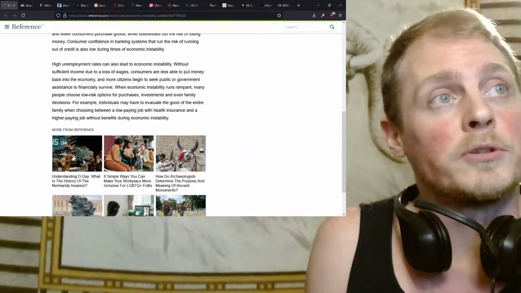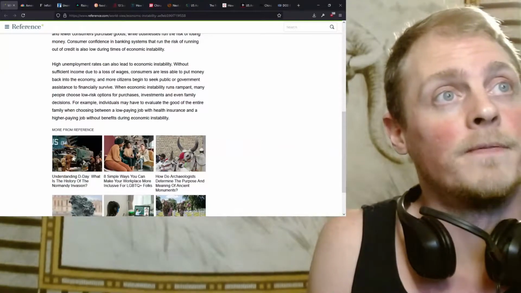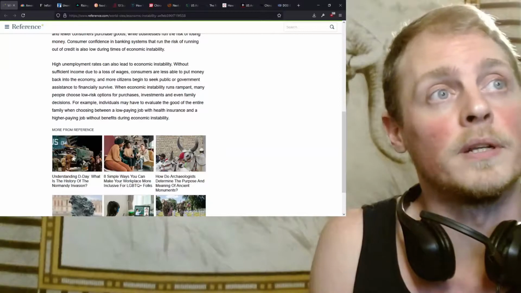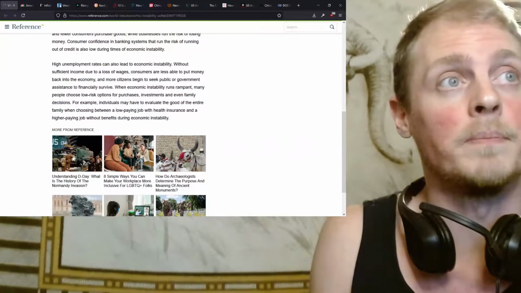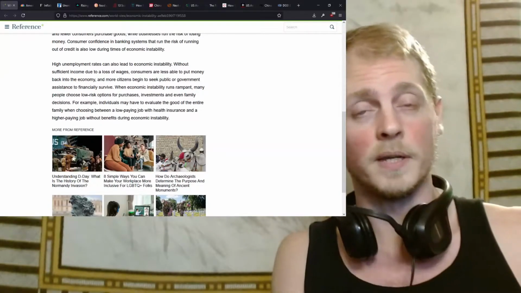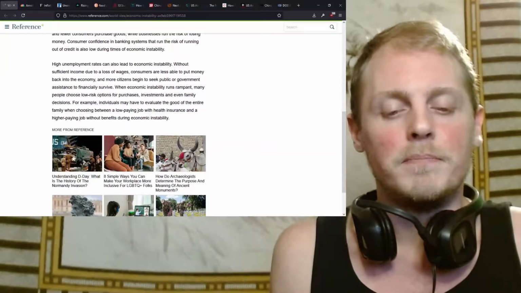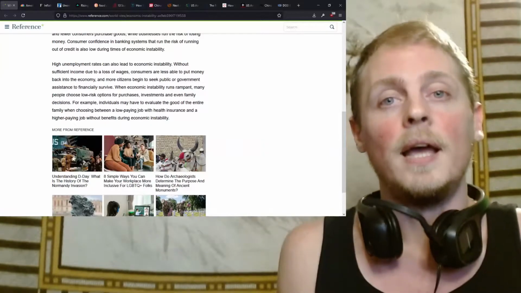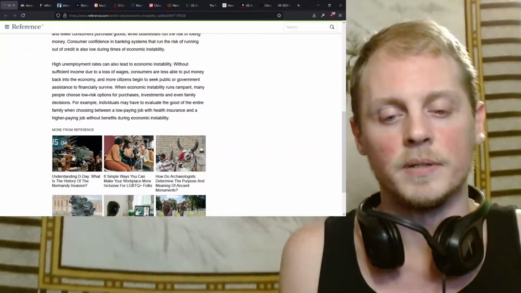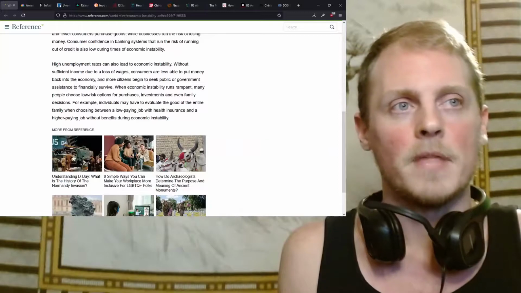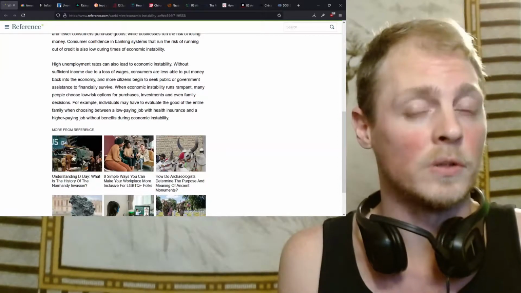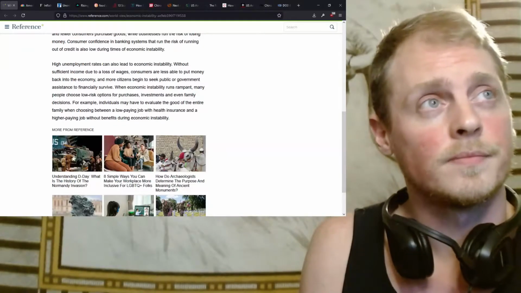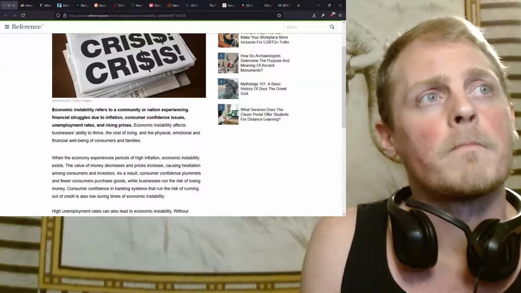When economic instability runs rampant, many people choose low-risk options for purchases, investments, and even family decisions. For example, individuals may have to evaluate the goods of the entire family when choosing between a low-paying job with health insurance and a higher-paying job without benefits during economic instability. And that's important because people want to maximize the amount of spendable income that they have in order to be able to provide for themselves and their family. That's extremely important because everyone has to make sacrifices. And when you make sacrifices, you have to start choosing wisely. Otherwise, it's going to have a devastating effect on whoever's making those decisions. So now we go up here. Let's see, inflation.